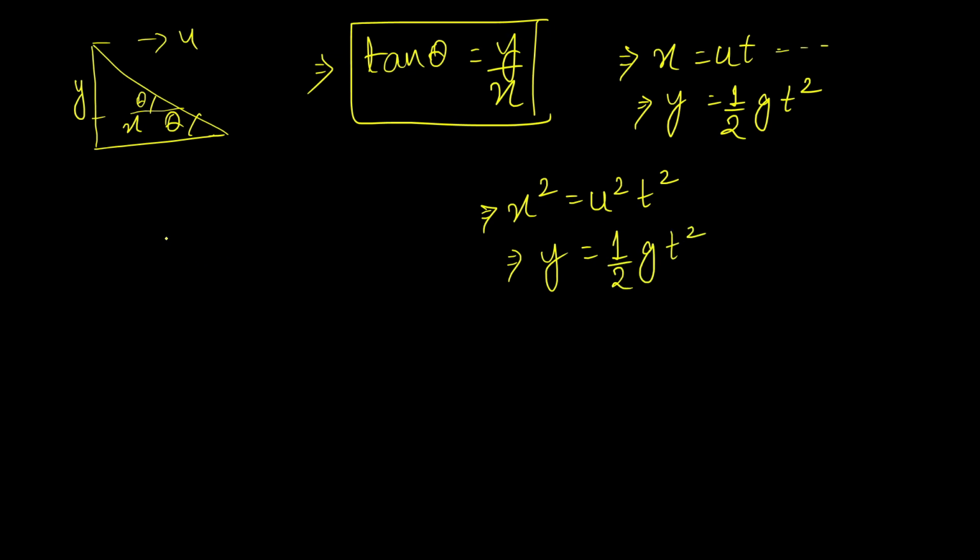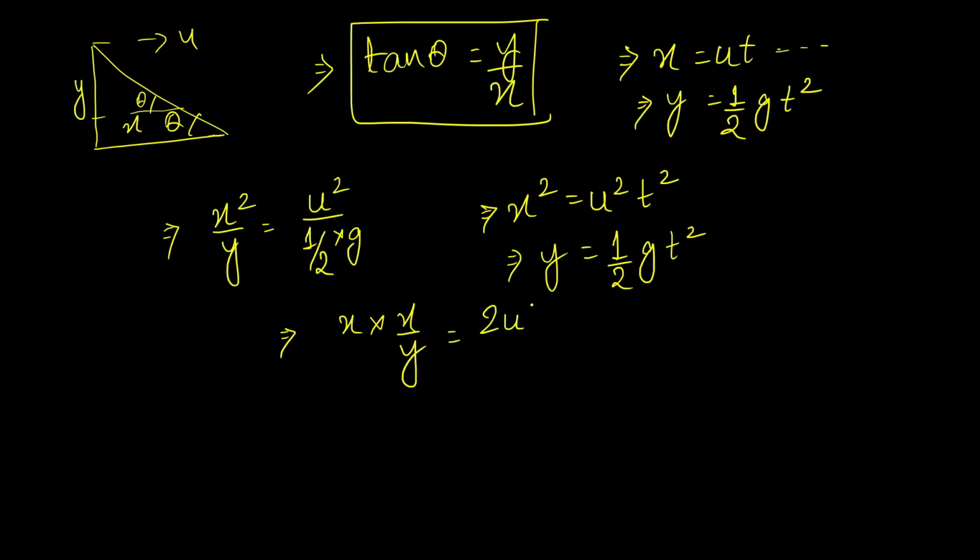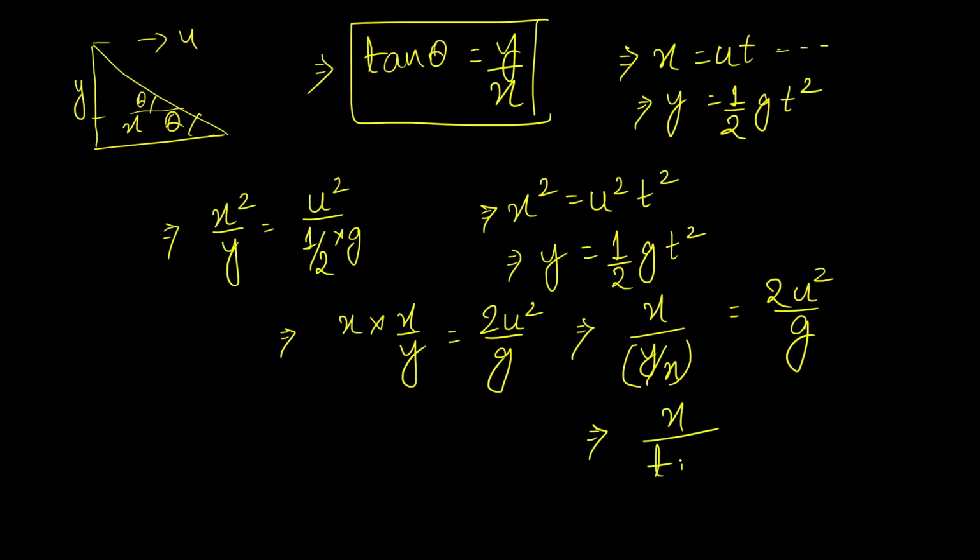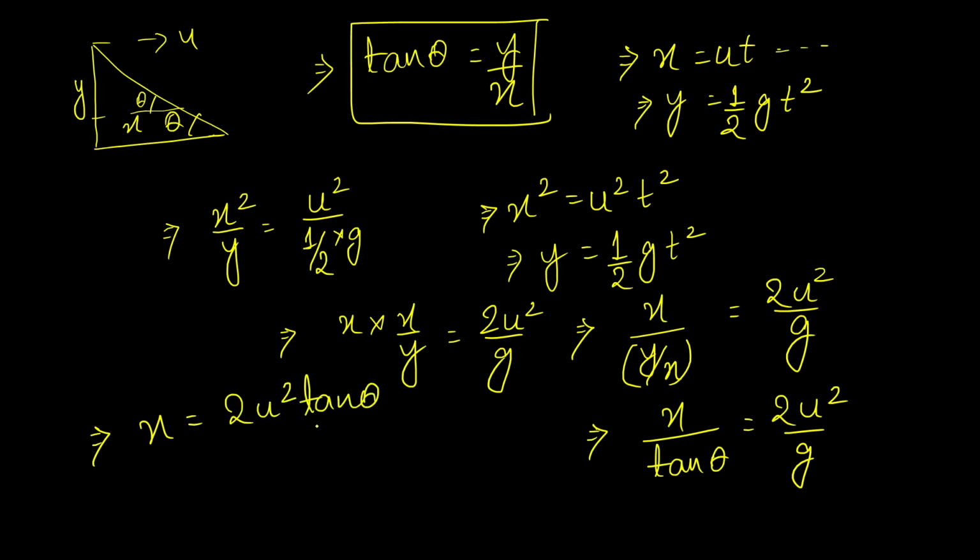So just divide these two equations, then you will get x square upon y is equal to u square upon half into g, like this. And y upon x, we know that it is tan theta. So this will be x multiplied by x upon y, that is equal to 2u square upon g, or x upon y by x we can write it, that is equal to 2u square upon g. So this is nothing but x upon tan theta is equal to 2u square upon g, or I can write it as x is equal to 2u square tan theta upon g.